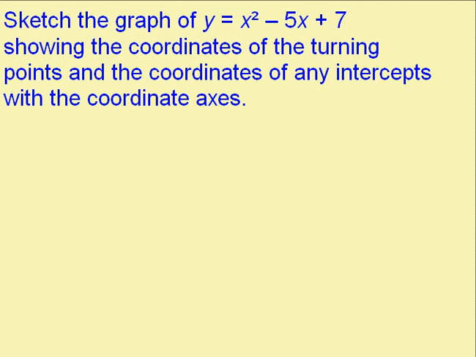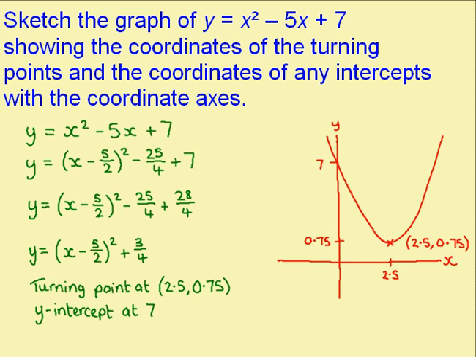Here's another question for you to try. Press pause and have a go at it. When you're ready for the answer, press play. Here's the answer.